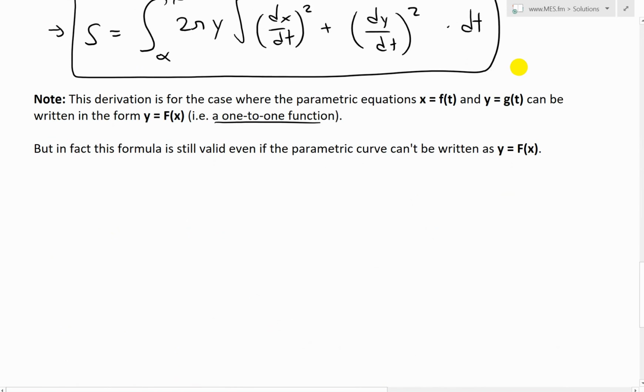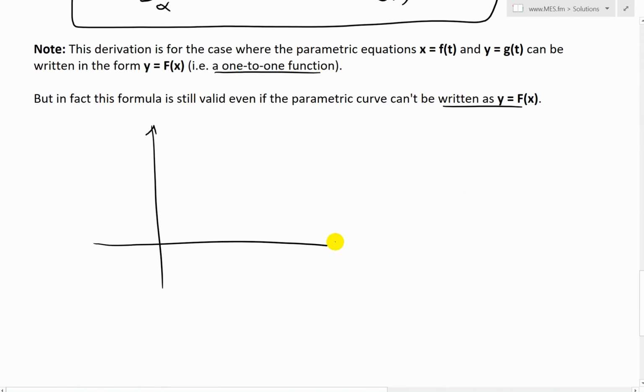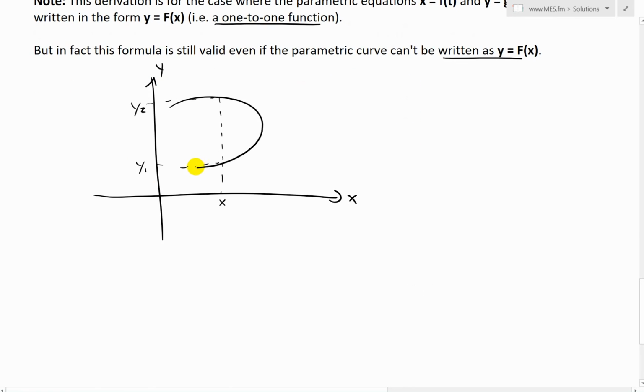But in fact, this formula is still valid even if the parametric curve can't be written as y equals f of x, and this is what I'll cover in part 2. For example, if you had a function that looks something like this, and you want to rotate it. This one here, as you can see, at this point you have x, you have multiple values of y. So you have y1 and you have y2, for example, for one value of x. And in the next video I'll show that it's still valid for this, even though you can't write this as y equals a function of x.